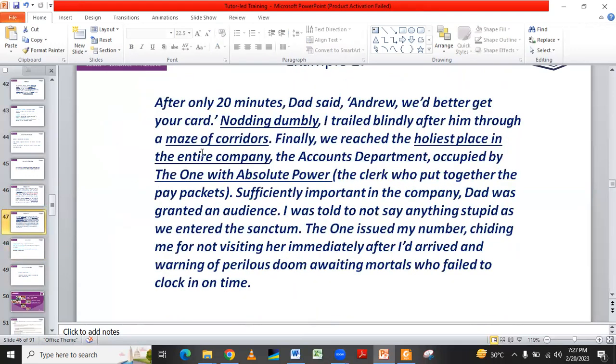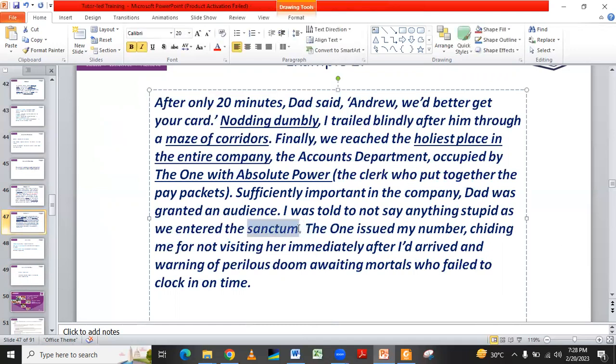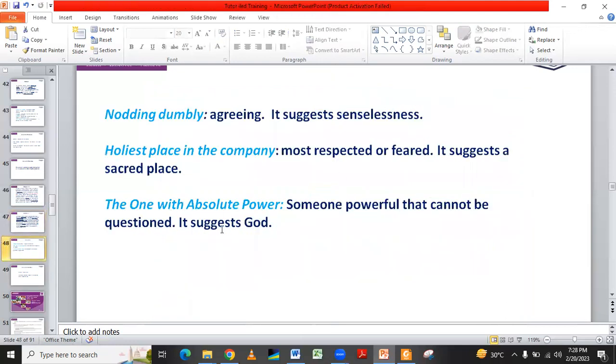I think I outlined many of them. Holiest place, the one with absolute power. Where is that sanctum? Sanctum, okay, yeah. And where is the one with absolute power? Okay, yeah. And perilous doom. Perilous doom simply means hellfire, right? Anybody who goes to see this man is in trouble. That's what they're saying.